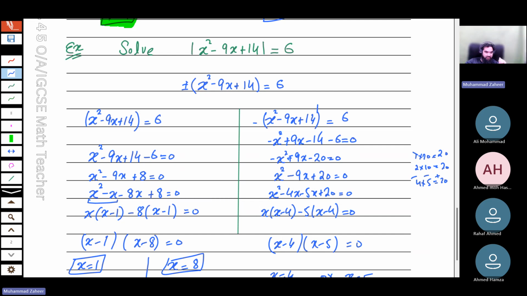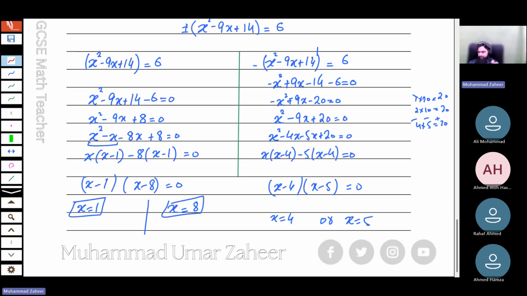Like this is the equation. For example, if it is negative x squared plus 9x minus 14 plus 6 less than or equal to 0, do you know how to solve it? Please say. Yes, kind of, mister. Yes, Rahaf Ahmed? You know? Kind of. Okay. Yes, Ahmed Muhammad? Yes. Okay. Let's do the question.